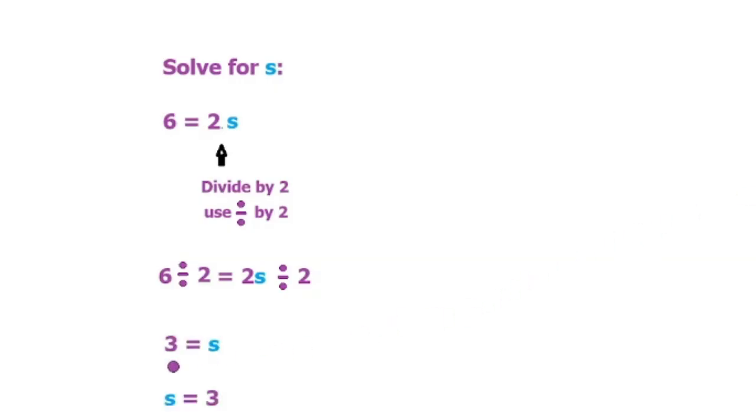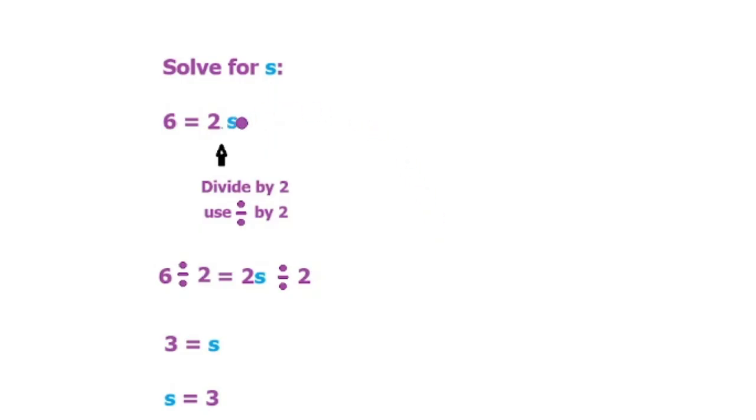So we just said 6 divided by 2 is 3, and then 2 divided by 2 is just 1. And we don't put the 1 in front. We know that it's there. So we're just left with s, and that's what we want. We want to try to figure out what s is. So writing it like this, 3 equals s, is exactly the same as writing s equals 3. There's no difference. So we know the value of s is 3.